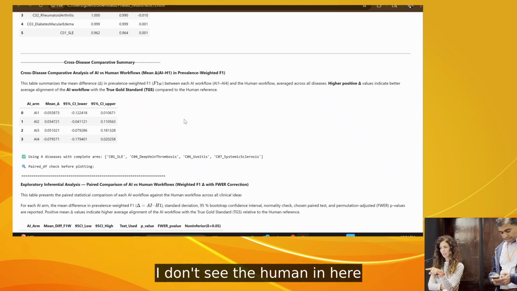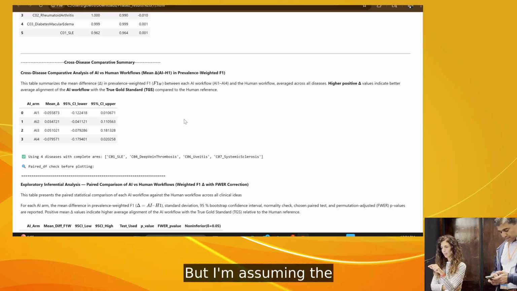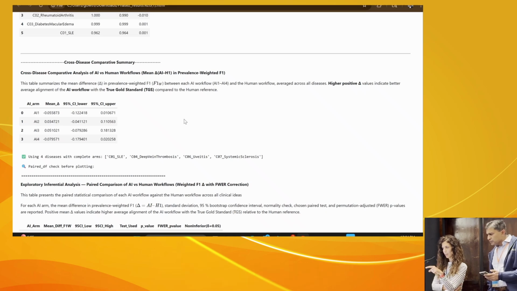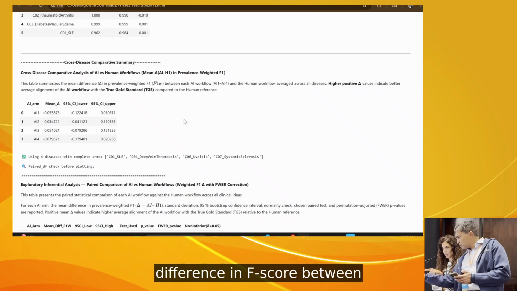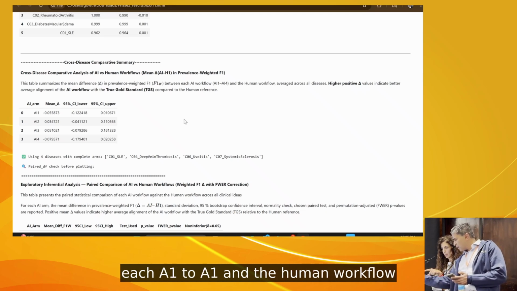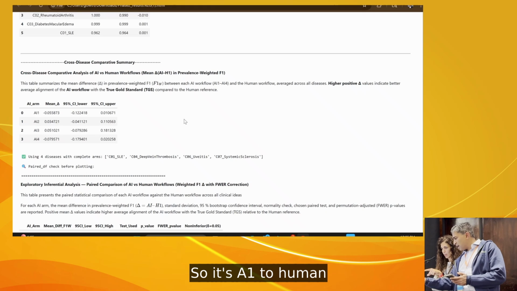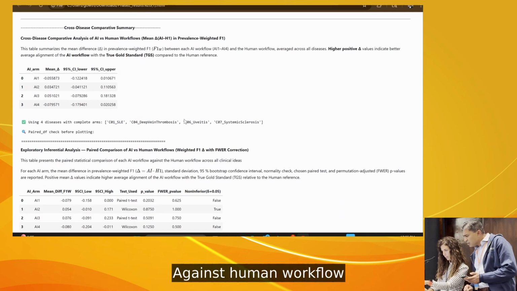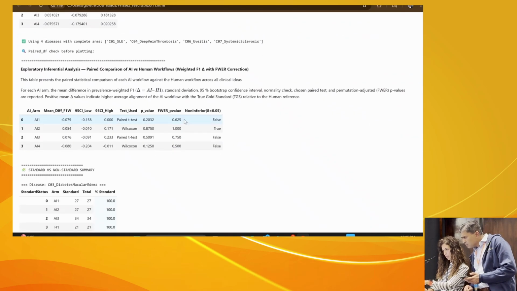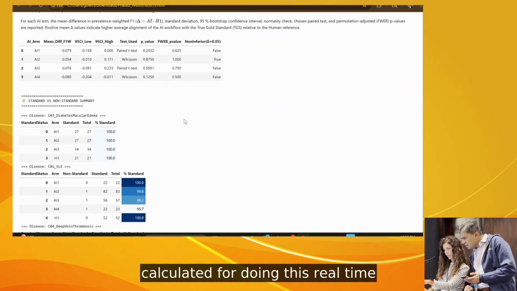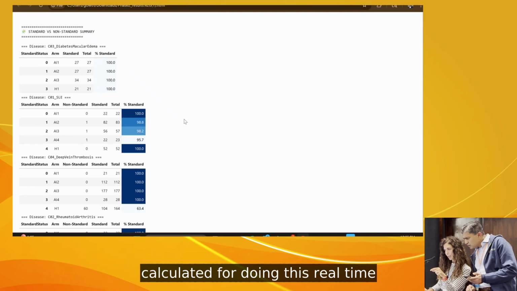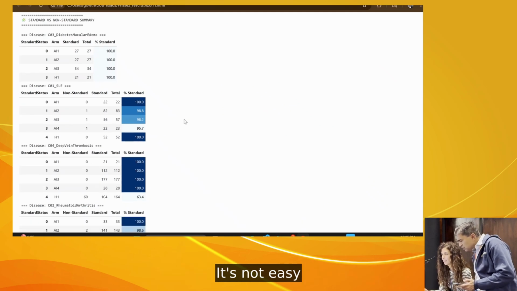I don't see the human in here, but I'm assuming the mean is actually the F score. And this table summarizes the difference in F1 score between each A1 to AY and the human workflow. So this is A1 to human, A2 to human, A3. No, we need against gold standard. Against human workflow. No, the F score should only be calculated for. Doing this real time is not easy.